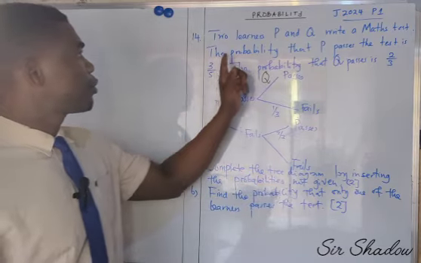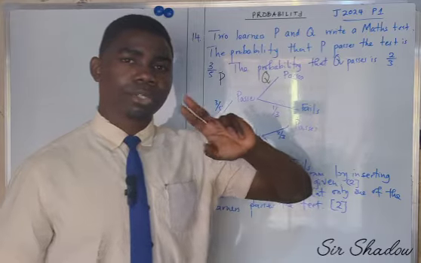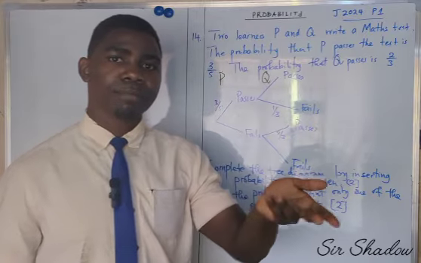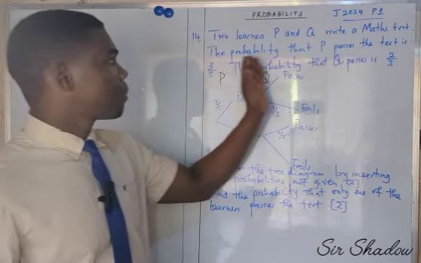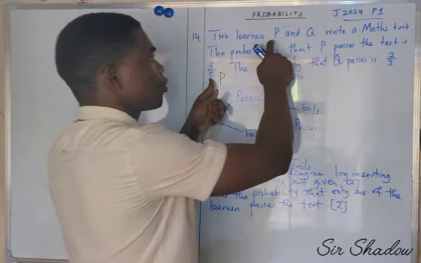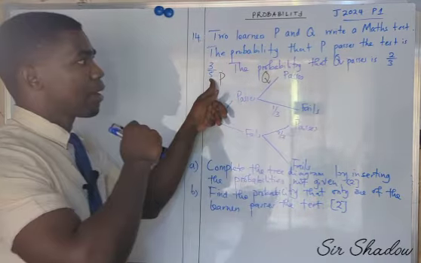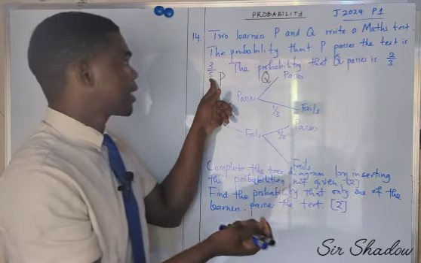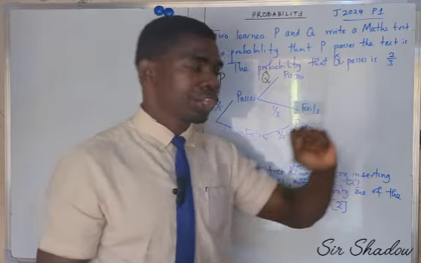Right. So two learners, P and Q, write a math test. The probability that P passes the test is 3/5. The probability that Q passes the test is 2/3.